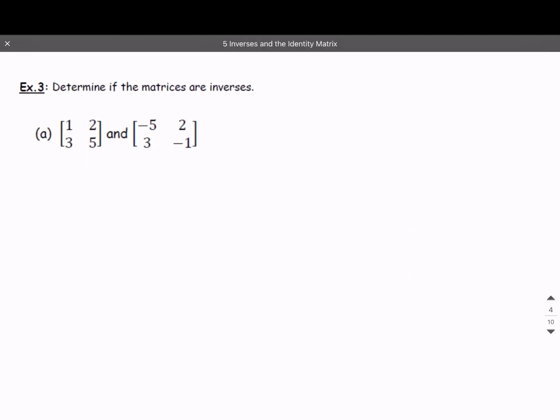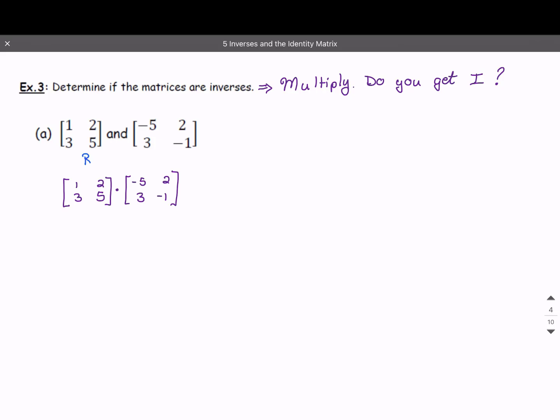So the next thing up is determine if the matrices are inverses. So how do you tell if the matrices are inverses? If they're inverses, when you multiply them, what are you supposed to get? Do you get the identity matrix I? So here we go. We're going to write these matrices. 1, 3, 2, 5 times negative 5, 3, 2, negative 1. We're going to take the rows from the first matrix, and we take the columns from the second matrix, and let's see what we get.